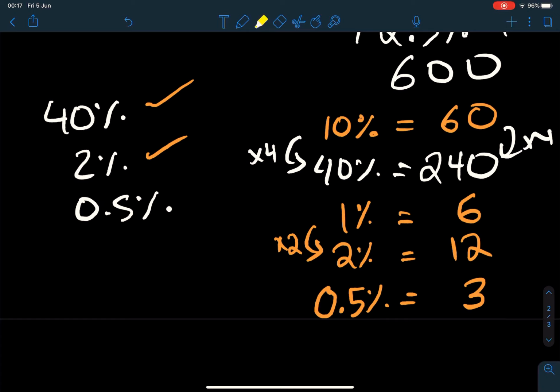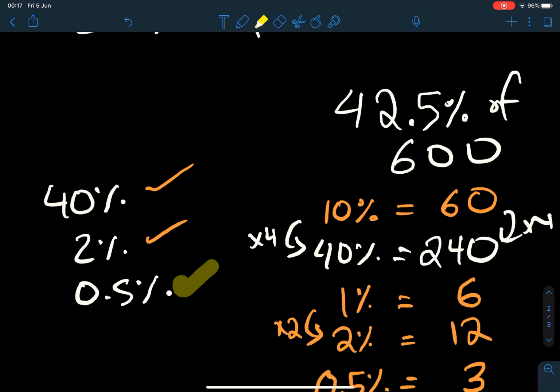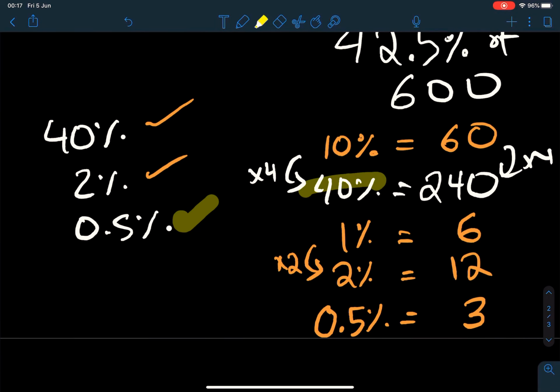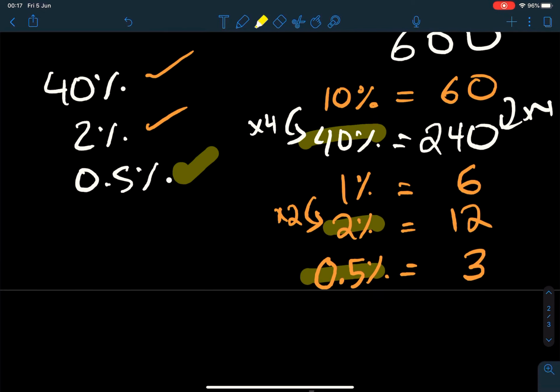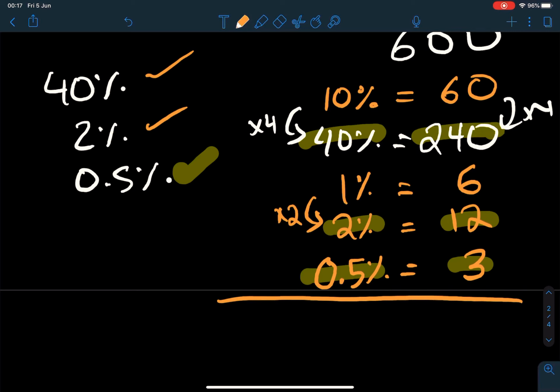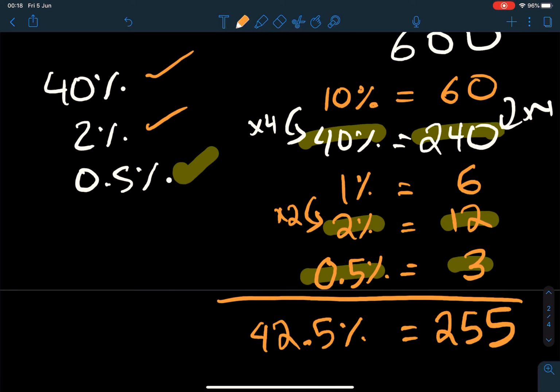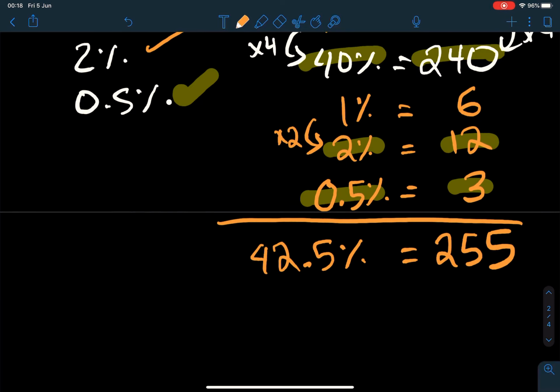Now I've got everything I need to actually work out 42.5%. I've got 40%, I've got 2%, and I've got 0.5%. So I add up 240 plus 12 plus 3. Therefore my answer is: 42.5% is equal to 240 plus 12, which is 252, plus 3, which is 255. So 42.5% of 600 is 255.